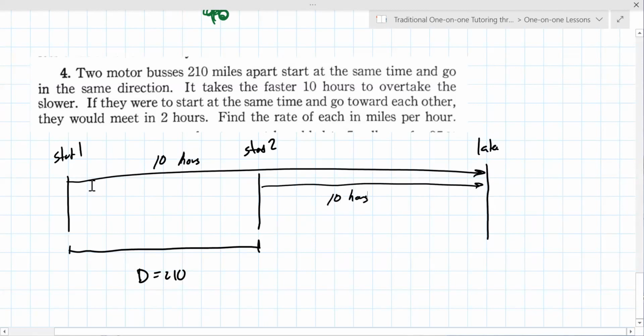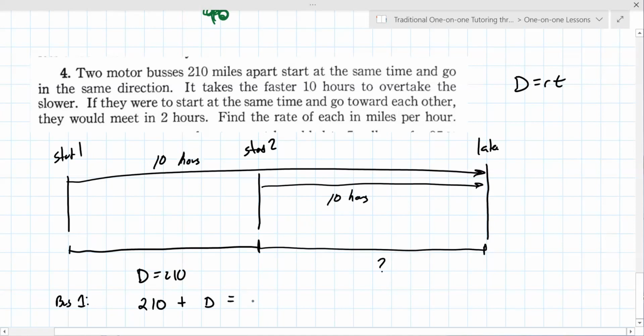All right, so let's see if we can come up with some equations here. So this is your D equals RT. We actually have no idea how far this distance is. This is unknown, so we have to call distance something like D. So let's just look at bus 1. Its distance is 210 plus however far this is, which we'll call D. And it has a rate R1, and the time is 10 hours.